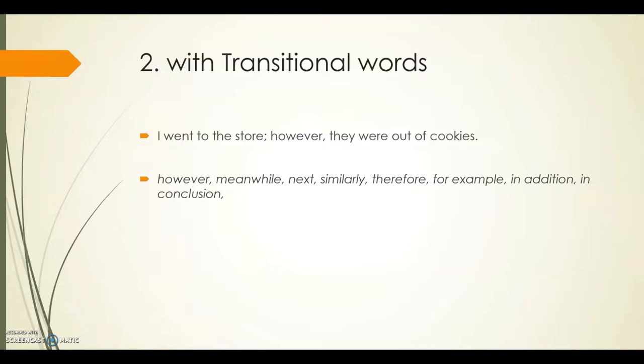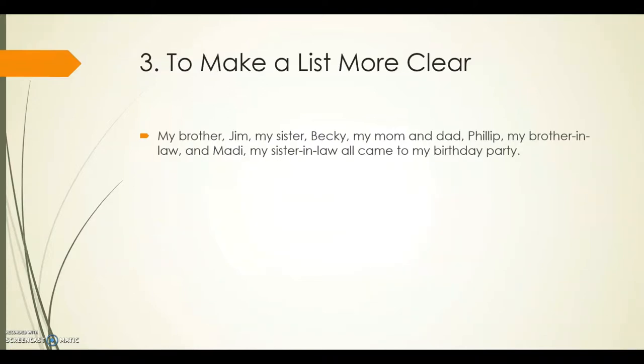I like going camping; for example, I'm going to Louisiana next week. And the third time to use a semicolon is to make a list of items a little more clear, particularly when the list has other punctuation in it. For example, how many people came to my birthday party? We have my brother, Jim, my sister, Becky, my mom and dad, Philip, my brother-in-law, Maddie, my sister-in-law.